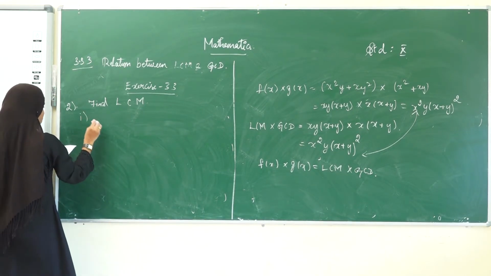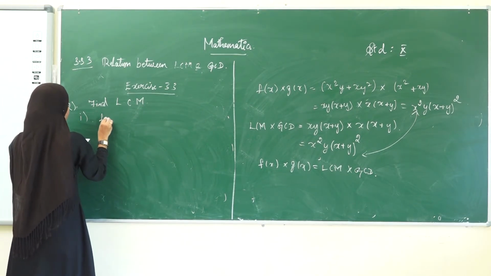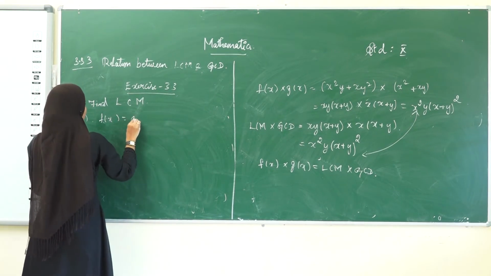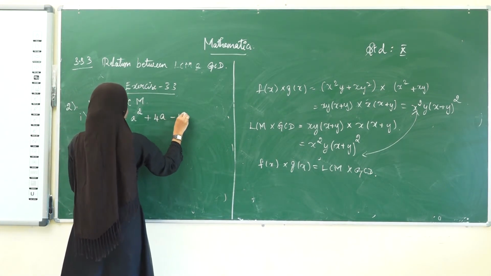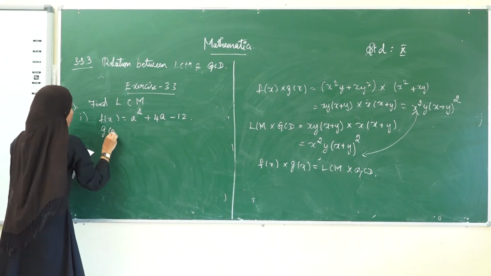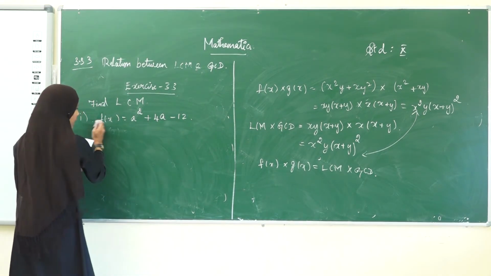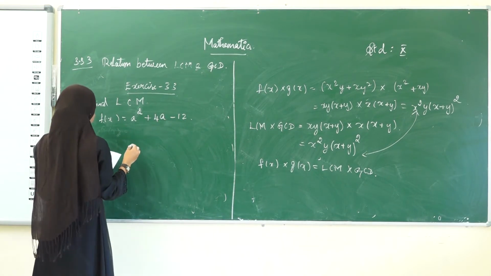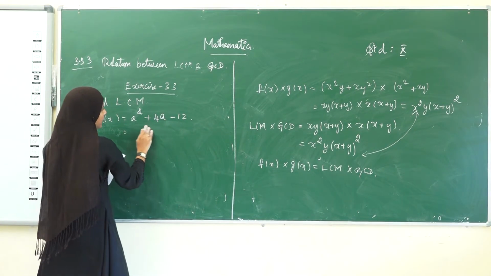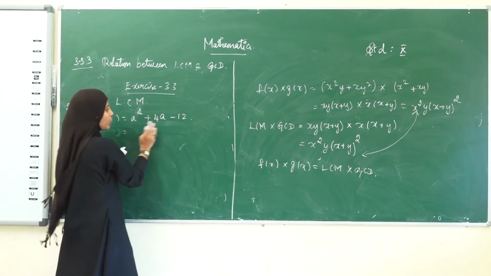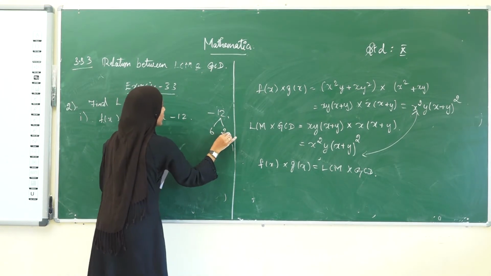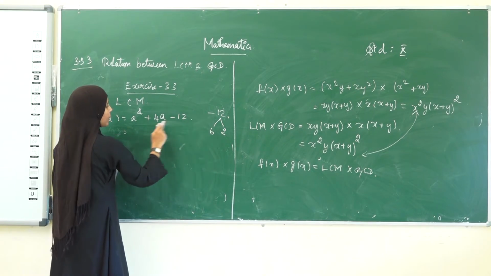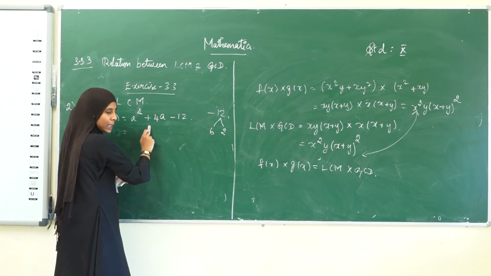See the first subdivision. What they have given, let us take f of x is equal to a square plus 4a minus 12, and g of x is equal to, see now let us expand this first. Okay, also we are going to expand this. See here it is in the form of a quadratic equation. We are going to solve this. Minus 12. 6 2 is 12. We should get minus here, but when adding this, we should get plus 4.